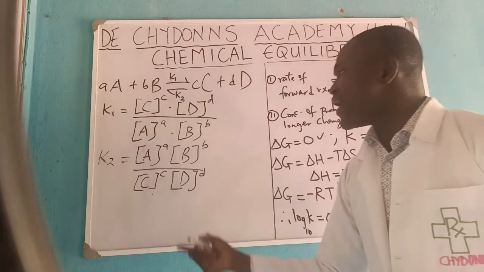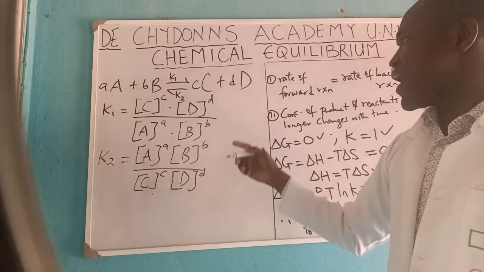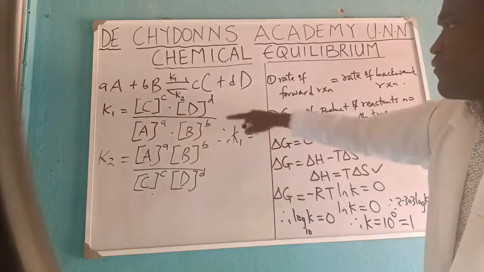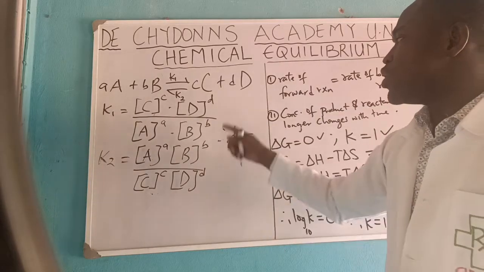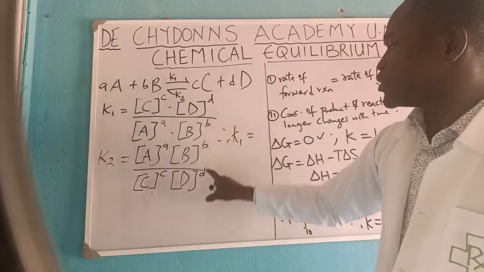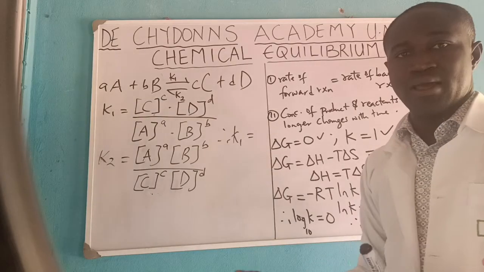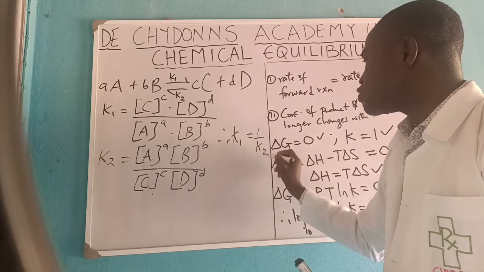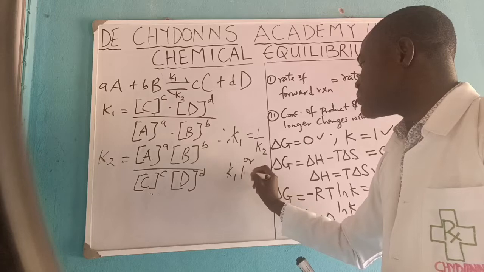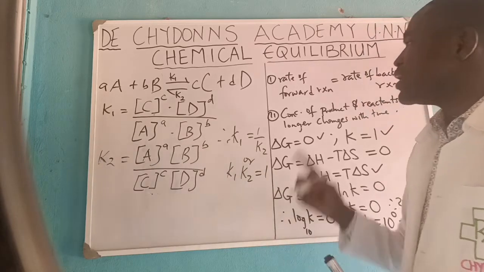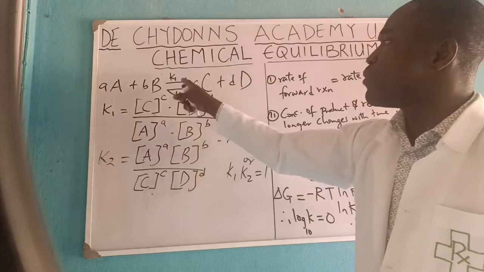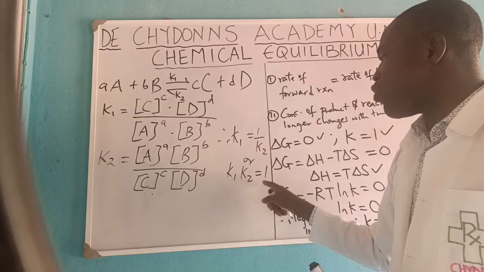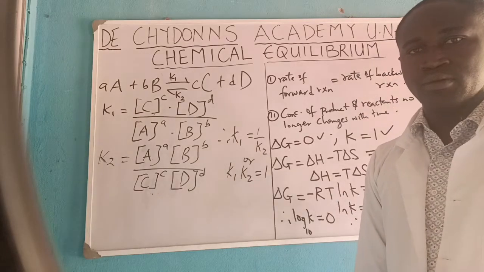So from here, we can conclude that K1, if you check what is happening here, you will notice that this one is the opposite of this one by reciprocal. You understand? So we will say K1 equals 1 over K2, or K1 times K2 equals 1. That means the product of the equilibrium constants of the forward reaction and the backward reaction is always equal to 1. Are you getting it?